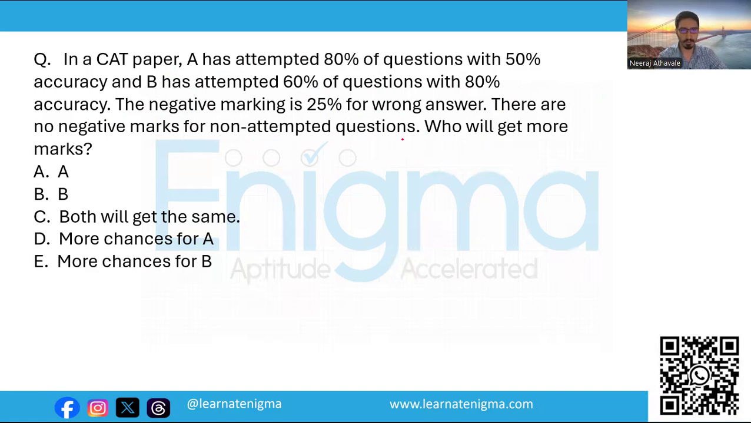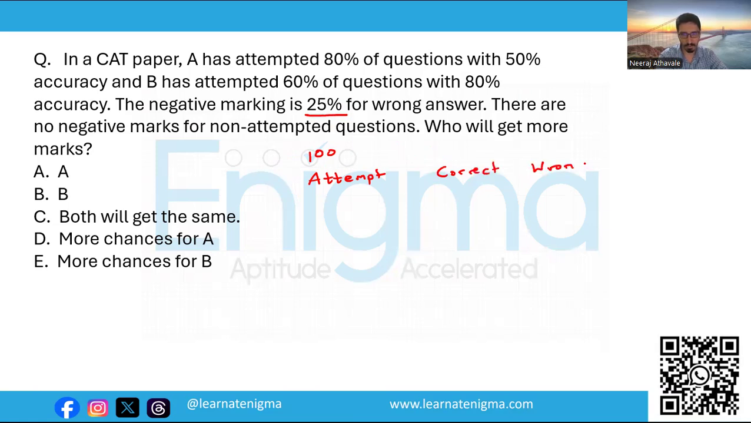Okay. Now, in this particular question, we are not supposed to find out the exact marks of A or B or the difference between them, but we just have to simply find out who will get more marks. So let's assume that the total number of questions is 100, and for every question, the student gets 1 mark. And therefore, for every wrong answer, he will lose 0.25 marks.